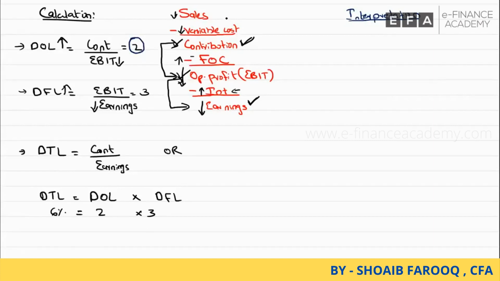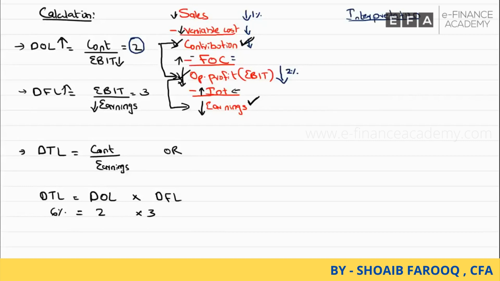Well, notice, as I said before, if your sales go down, say by 1%, your variable cost will also go down. That will cause your contribution to go down. But because of fixed costs not changing, your operating profit will go down a lot more. And that's exactly what you see. If your sales are going down by 1% and you have a DOL of 2, that means your operating profit will go down by 2%. So your operating profit is twice as sensitive to change in sales. And what is the cause of that? The cause is that the fixed operating costs are actually fixed.